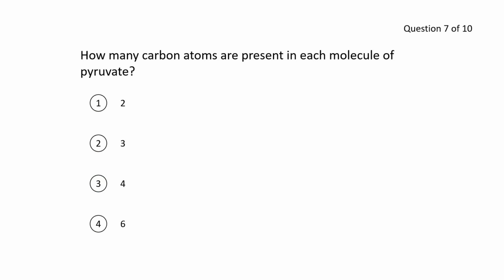Question 7. How many carbon atoms are present in each molecule of pyruvate? This is very easy, and the answer is 3, because remember, we do not have any decarboxylation. So starting off with glucose, which is a 6-carbon molecule, you cleave it into 2 glyceraldehyde 3-phosphates, right? There are 3 carbon molecules, and you eventually get pyruvate without losing any carbon. So it has to be 2, which is 3 carbon atoms.